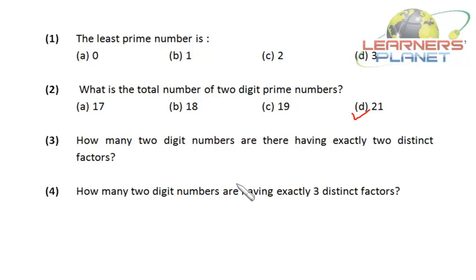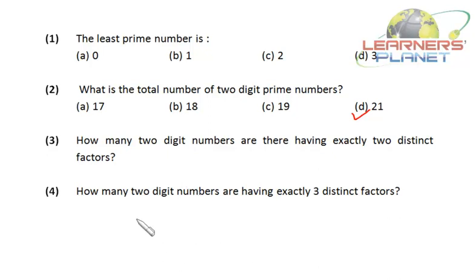Now, how many two-digit numbers are there having two distinct factors? This is what the definition of prime numbers. So we are asked indirectly in this question about the number of prime numbers. So, how many two-digit prime numbers we have? We have 21 prime numbers which are having two digits. So the answer is quite simple. Both the question 2 and 3 are the same, but the way of asking the question is a bit different.